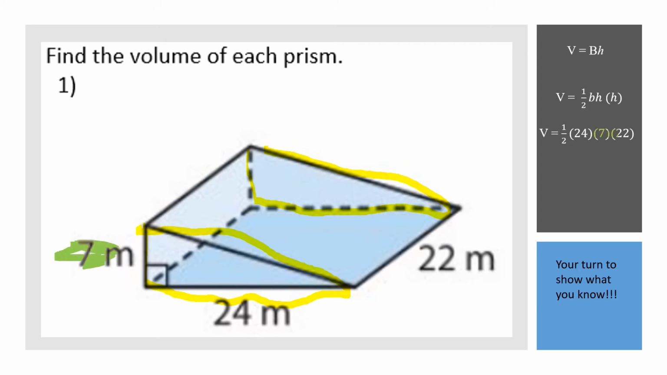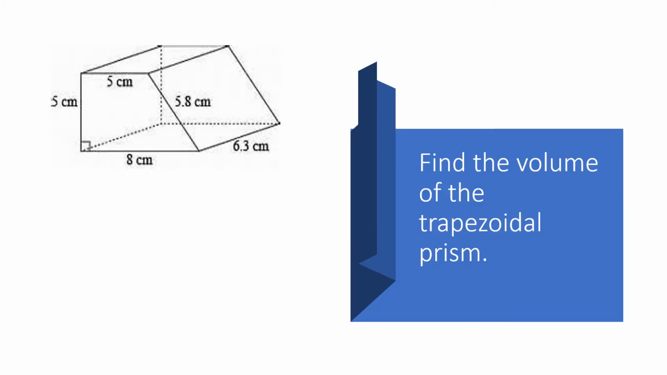And I have a prism height of 22. All right, so now multiple ways I can do this, but again, I'm going to multiply 24 times 7 times 22, divide by 2, giving me the volume of this prism is 1,848 meters cubed.